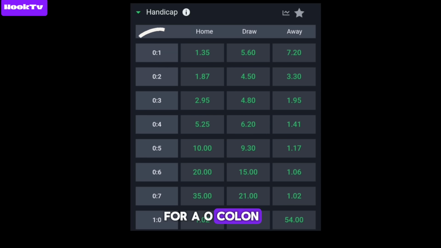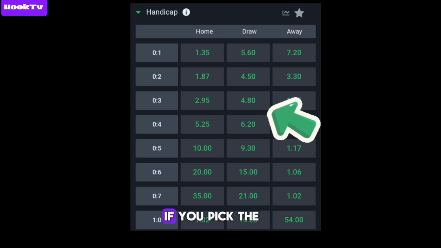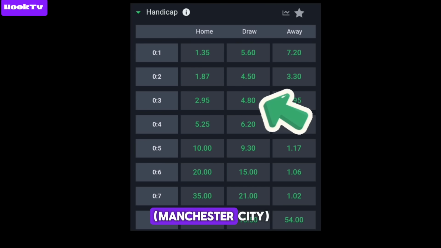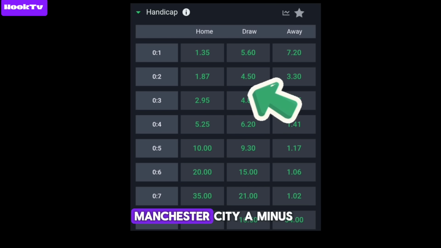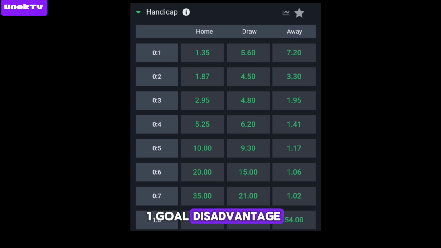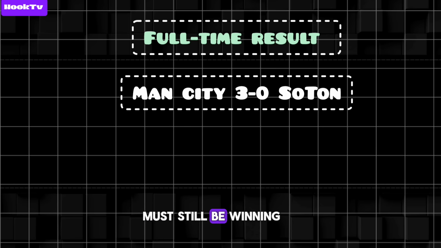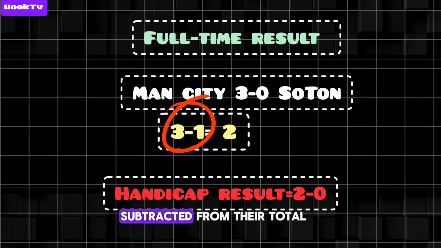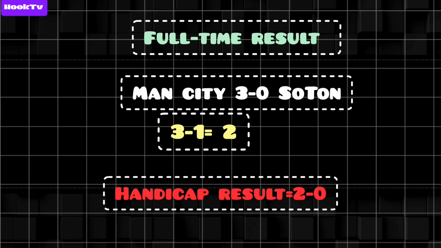For a 0:1 European handicap, if you pick the home team to win, Manchester City, it means you're giving Manchester City a -1 goal disadvantage. To win this bet, Manchester City must still be winning after one goal is subtracted from their total at full time. So, they need to win by at least 2 goals for you to win the bet.